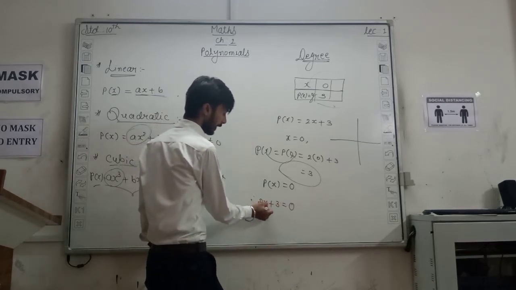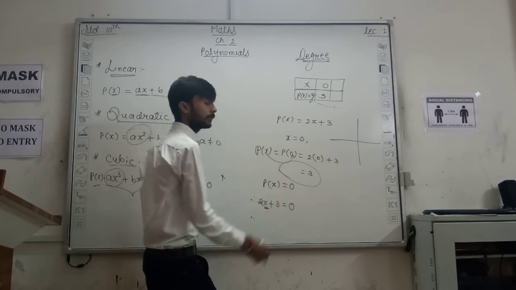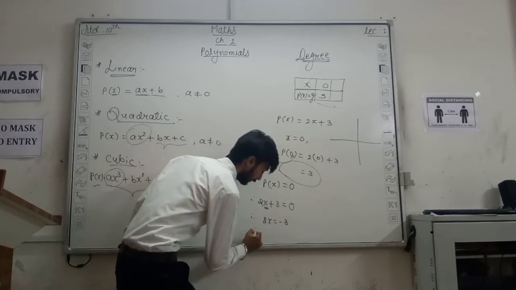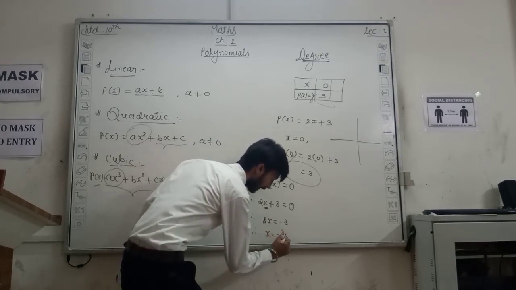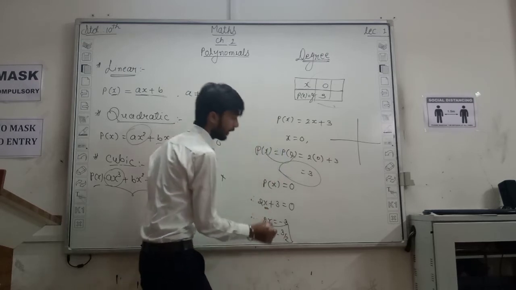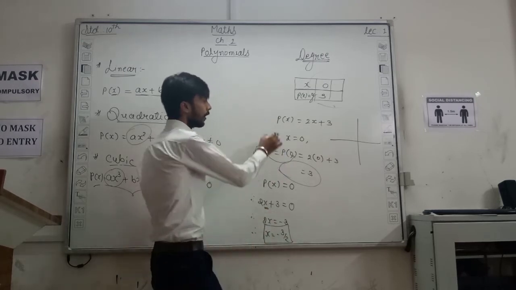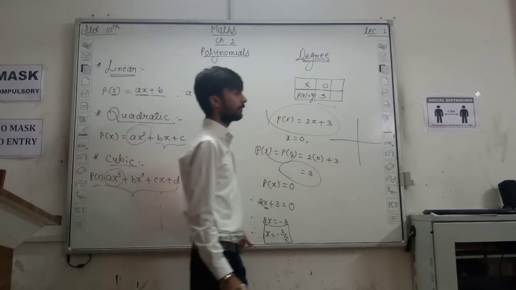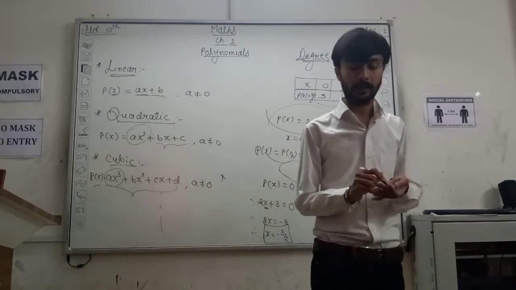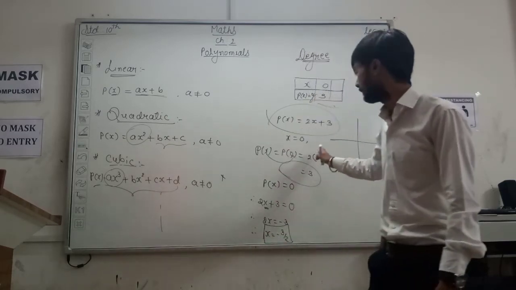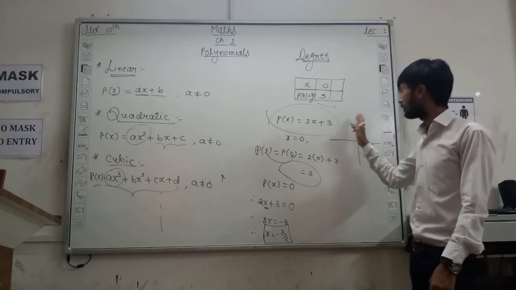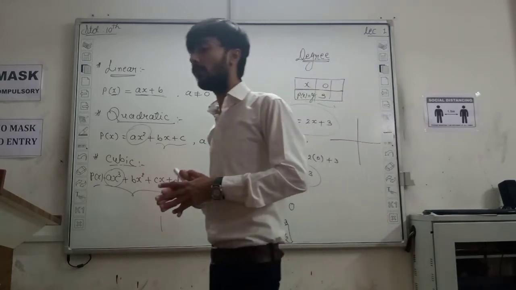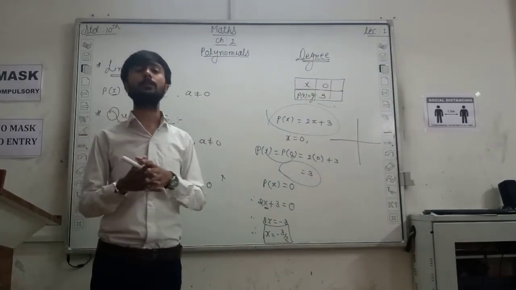So therefore 2x plus 3 equals 0. Now make x the subject. So taking 3 across, it will be 2x equals minus 3, and therefore x equals minus 3 by 2. So this value of x is the zero of this polynomial, right? So the zero of a polynomial means the value of x, and the graphical representation of any polynomial is totally based on the value of x.